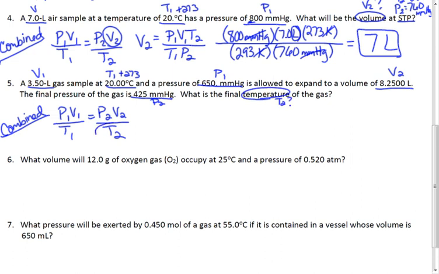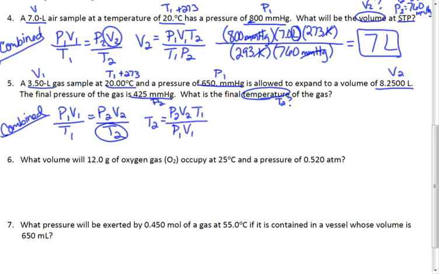So if you're trying to solve for T2 here, we're going to end up moving it to the other side and then moving some of the stuff back there. So T2 is going to equal P2 V2 times T1 all over P1 V1.